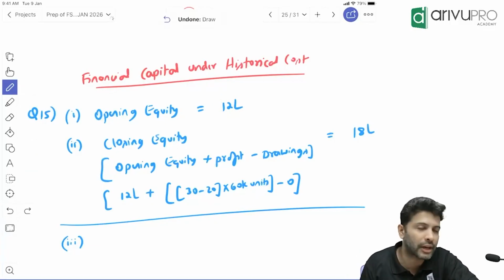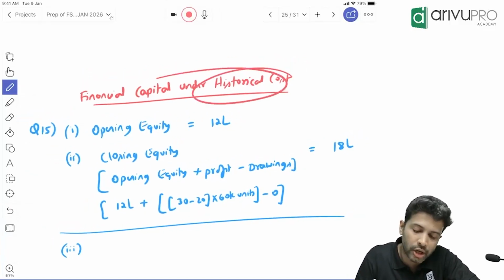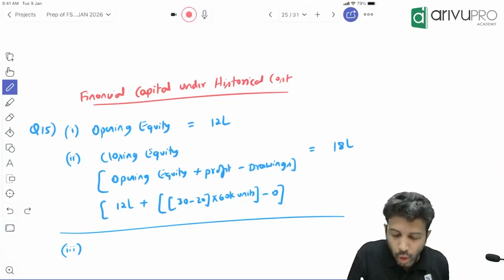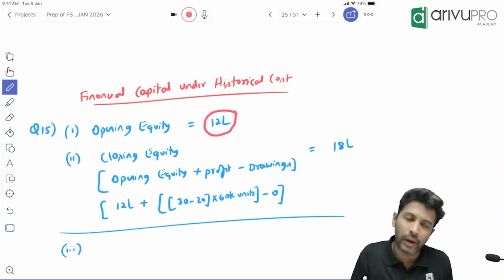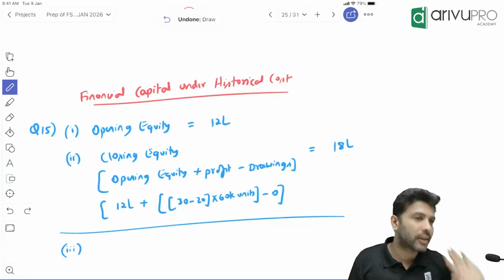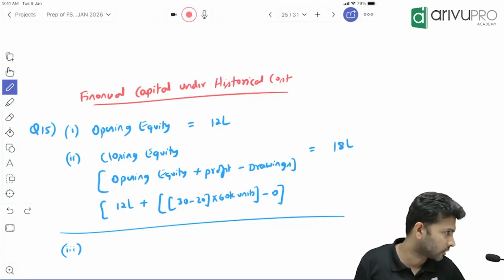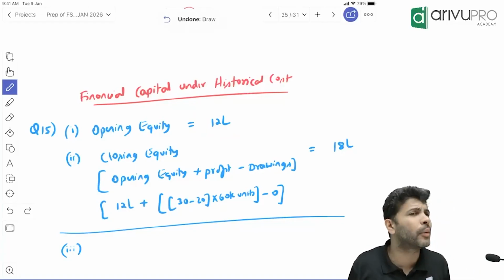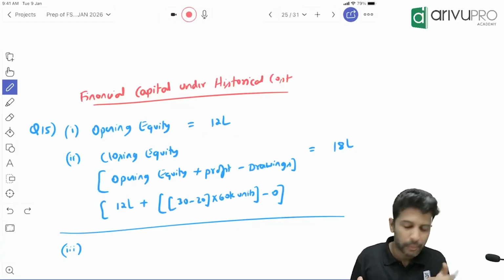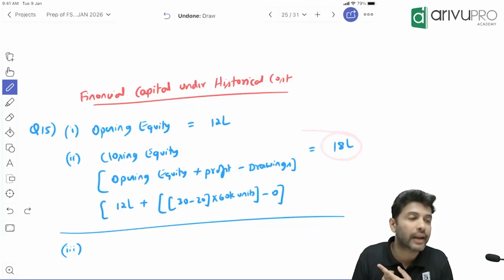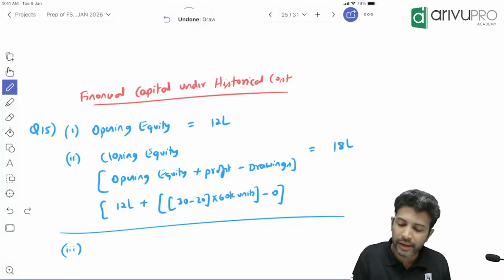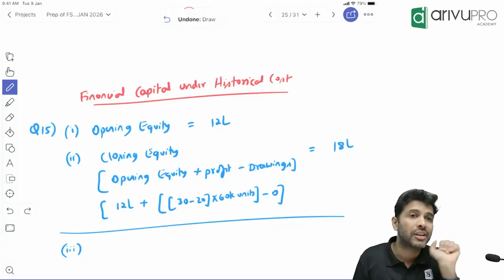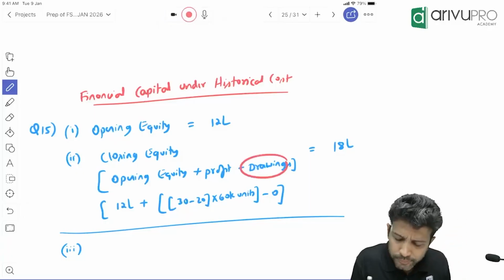What historical cost method says is, we know historical cost means original cost. Originally, how much was your capital? 12 lakh. So every year you maintain 12 lakh. You started your business with 12 lakh, so maintain closing equity also at 12 lakh. But is your closing equity 12 lakh or 18 lakh? 18 lakh. That means from 18 lakh, you have to bring it down to 12 lakh. So you have to reduce by 6 lakh.